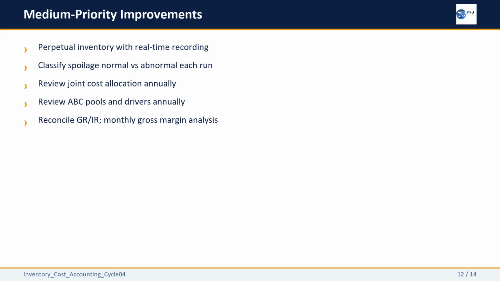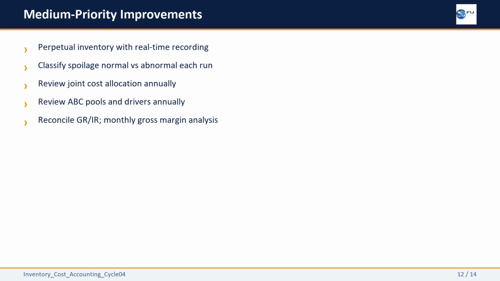The medium priority improvements add depth and precision once the critical controls are in place. Implement a perpetual inventory system with real-time movement recording for visibility and shrinkage detection. Classify spoilage as normal versus abnormal at every production run, and expense abnormal immediately. Review joint product cost allocation annually against alternative methods.